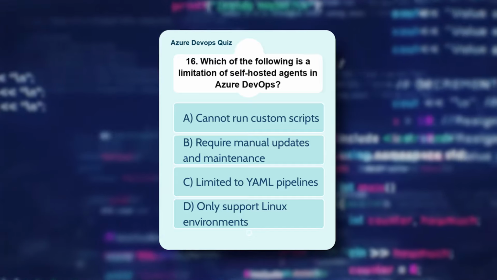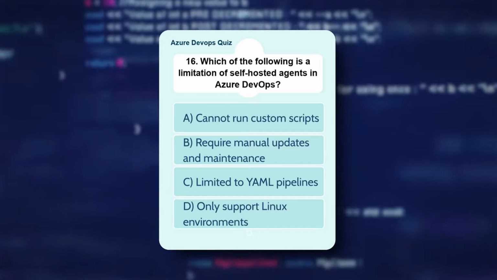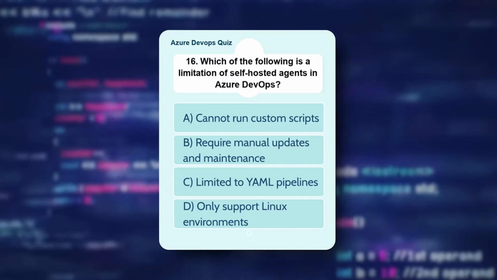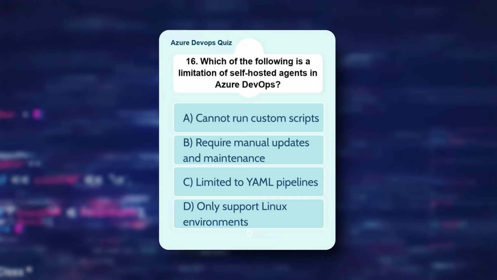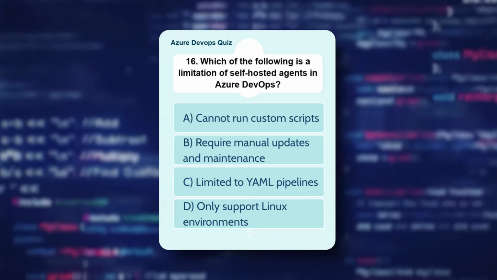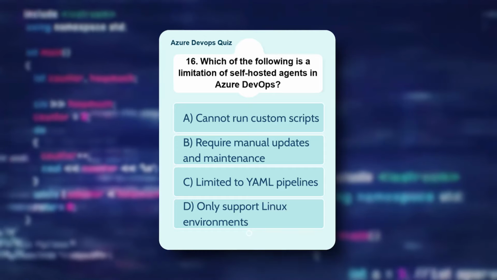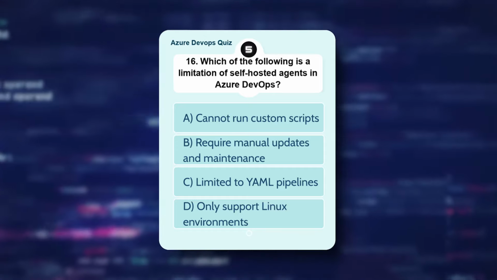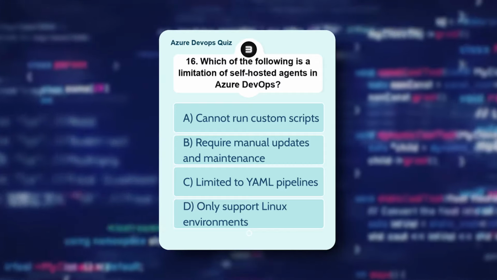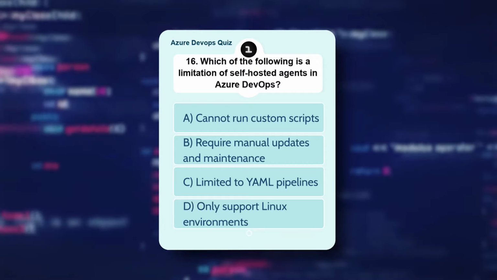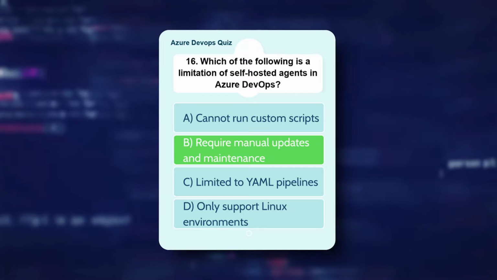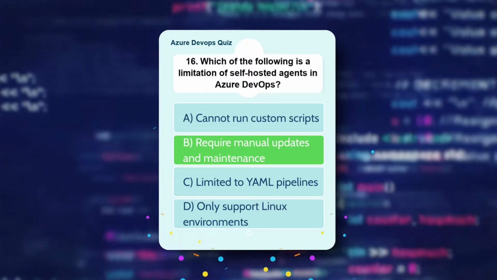16. Which of the following is a limitation of self-hosted agents in Azure DevOps? A. Cannot run custom scripts. B. Require manual updates and maintenance. C. Limited to YAML pipelines. D. Only support Linux environments. Answer. B. Require manual updates and maintenance.